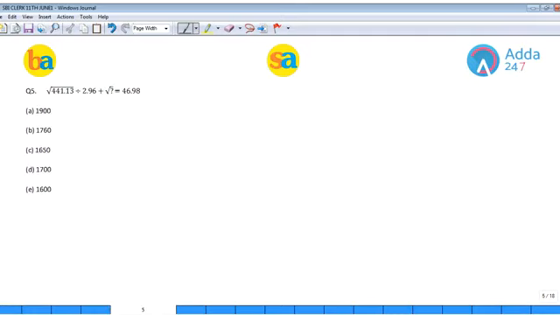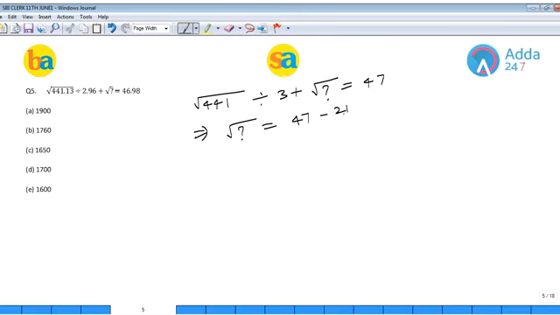Question number 5. Under root 441.13 divided by 2.96 plus under root question mark is equal to 46.98. So we can also write it as under root 441 divided by 3 plus under root question mark is equal to 47. This implies under root question mark is equal to 47 minus 21 by 3. 21 is the square root of 441. So this will be equal to 40. So this implies question mark is equal to 40 square. So this will give us the value of question mark as 1600. So the correct option is E.